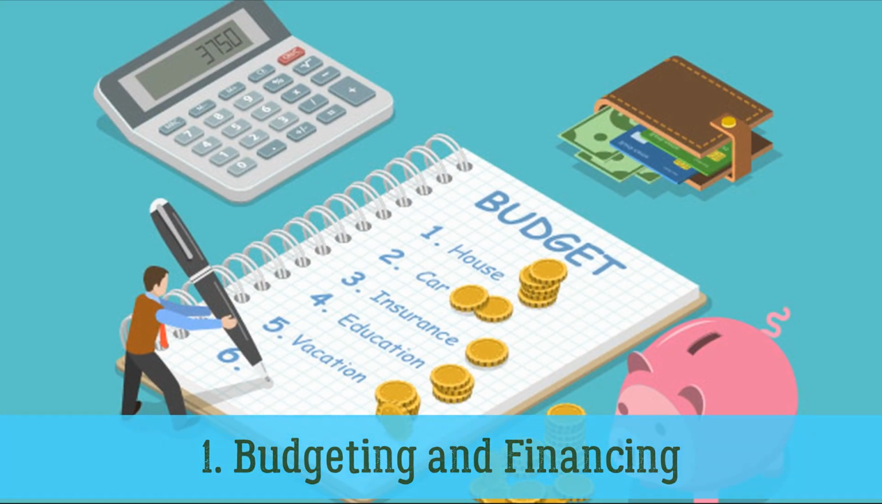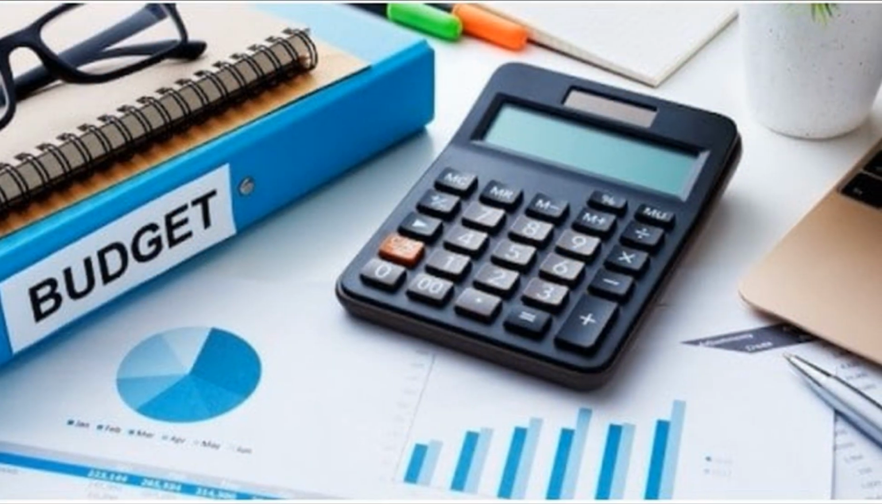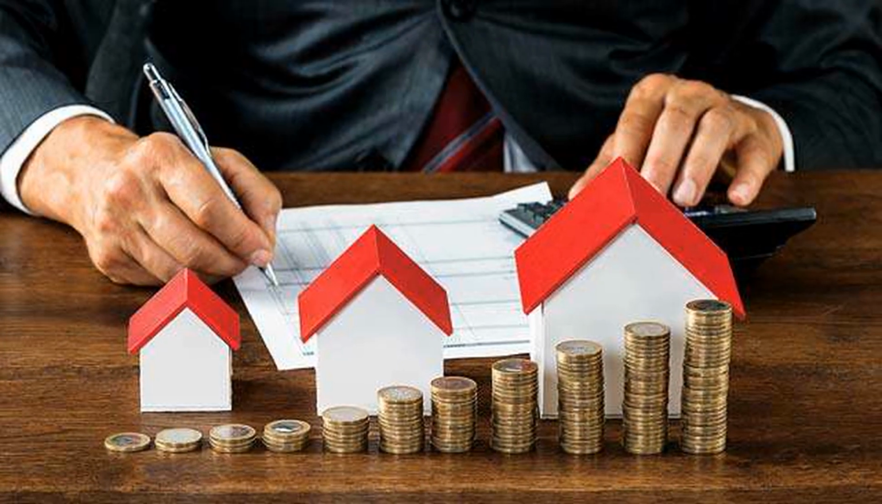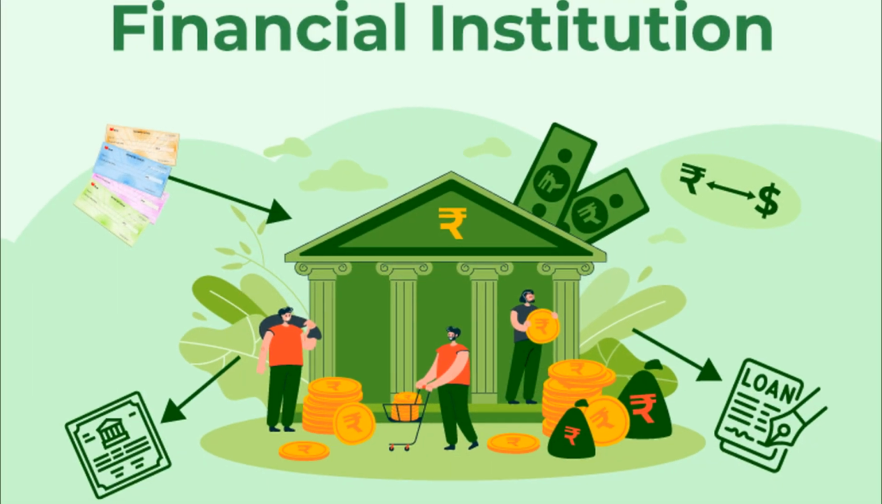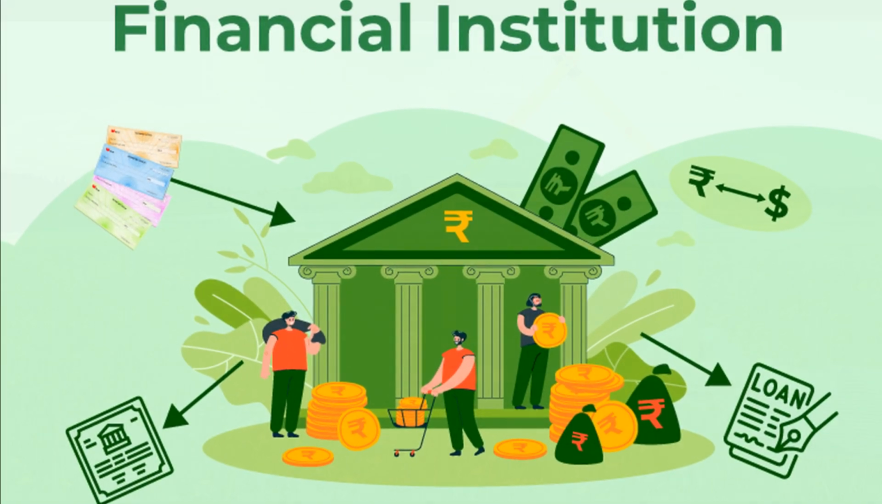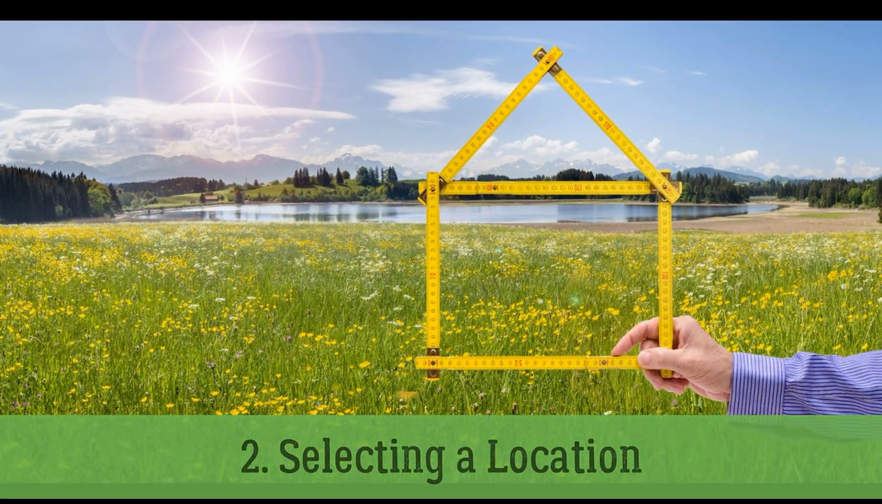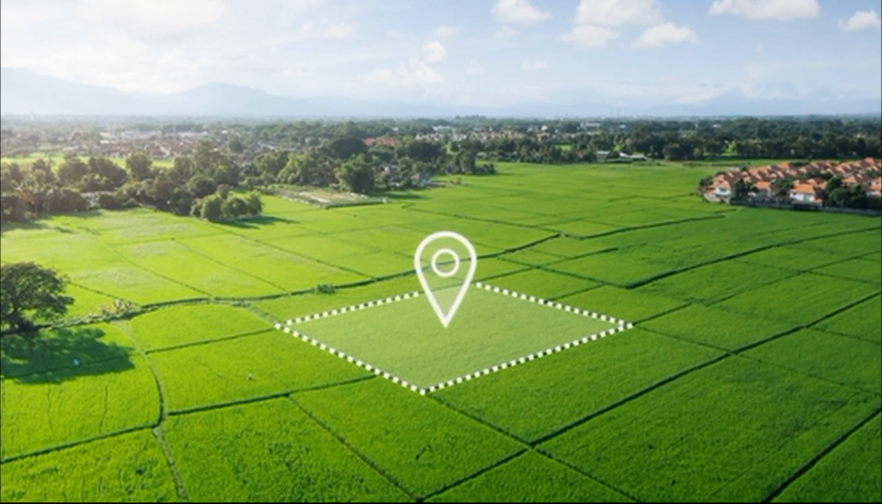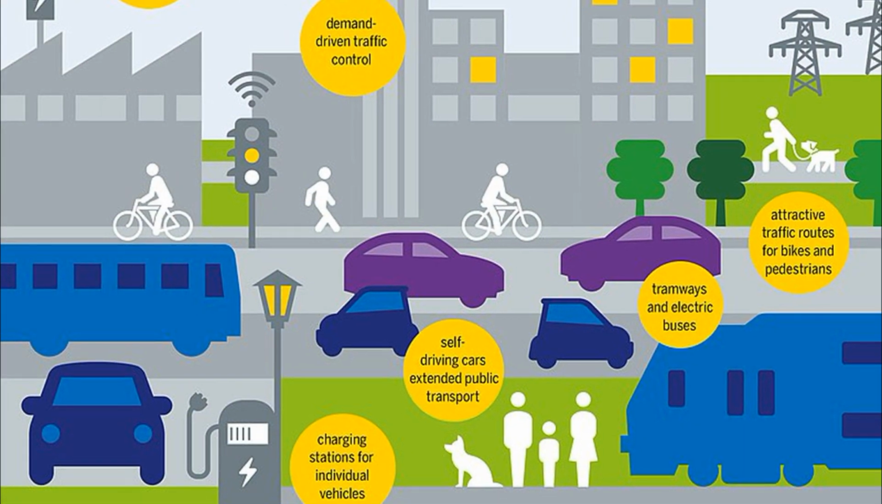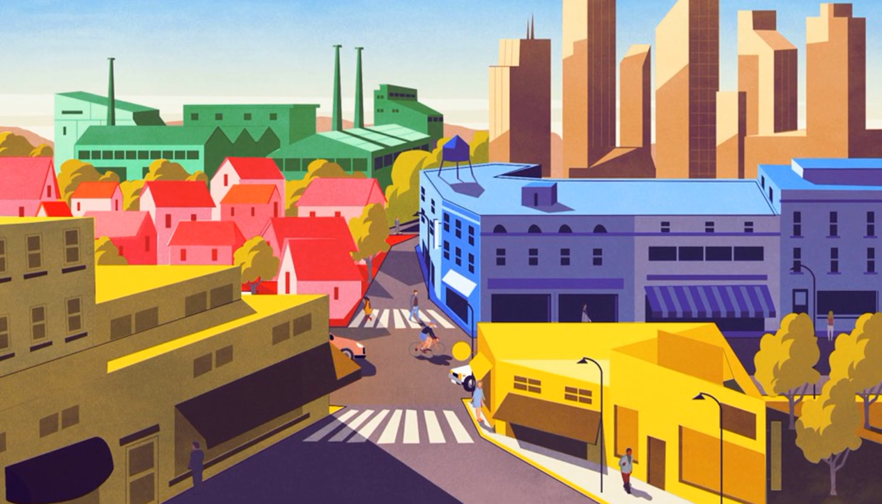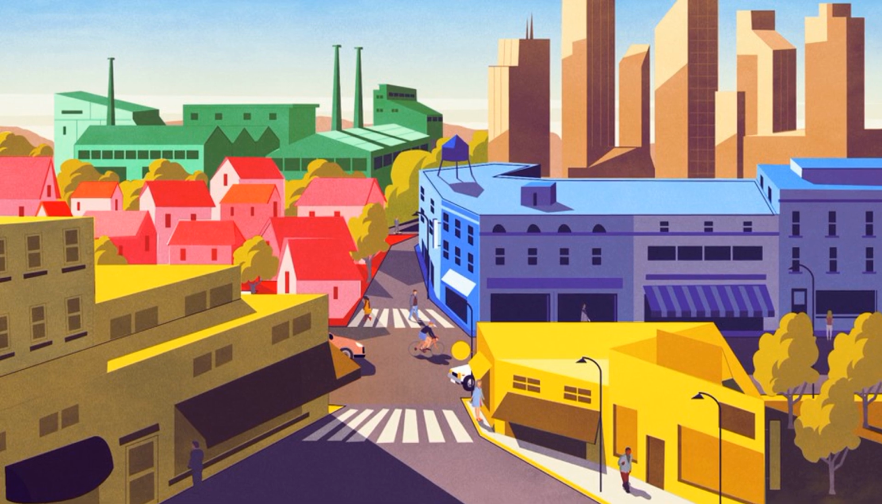1. Budgeting and financing. Determine your budget for the entire project, including land acquisition, construction costs, permits, and contingencies. Secure financing through a mortgage lender or other funding sources. 2. Selecting a location. Choose a suitable plot of land based on factors like location, neighborhood, accessibility, and amenities. Ensure the land meets zoning and building requirements.